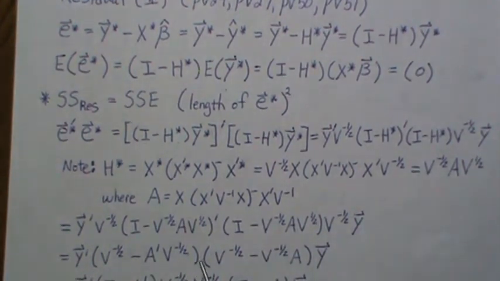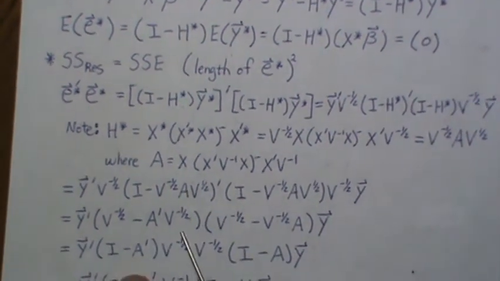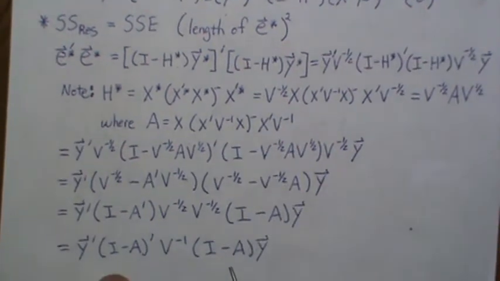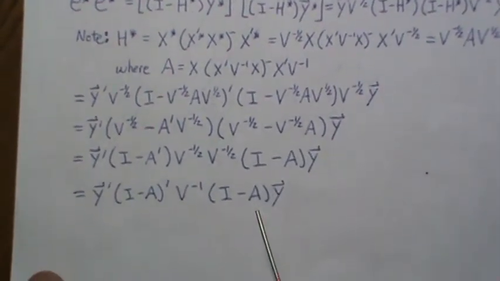Now, let's right factor out V to the minus 1/2, left factor out V to the minus 1/2, and then we're left with this. And then that's it. That's the sum of squares residual.